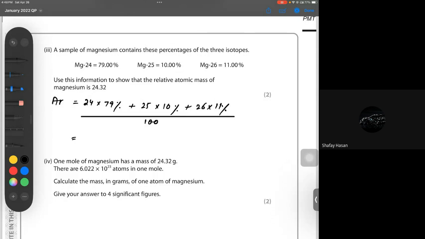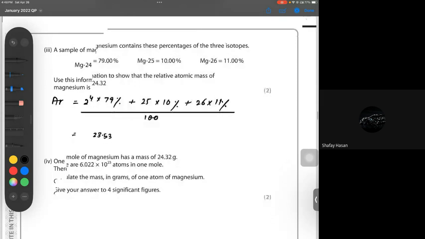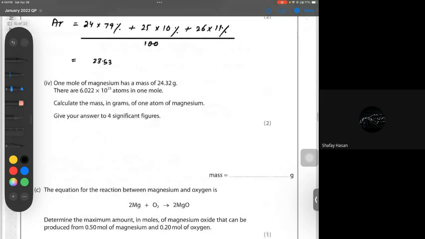The answer is 24.32. Okay. 1 mole of magnesium has this mass. There are this many atoms in 1 mole. Calculate the mass in grams of 1 atom of magnesium. Give your answer to 4 significant figures. They have given the mass, and they are asking for the mass of 1 atom of magnesium.